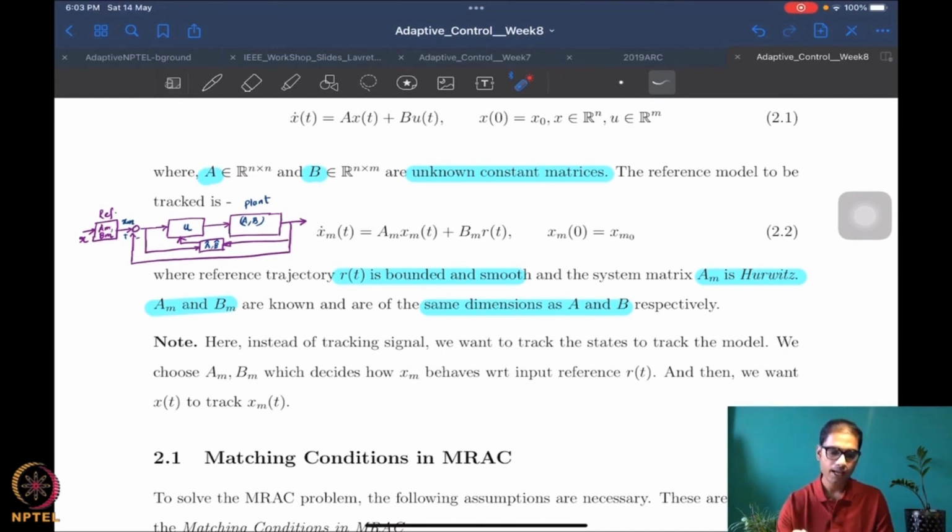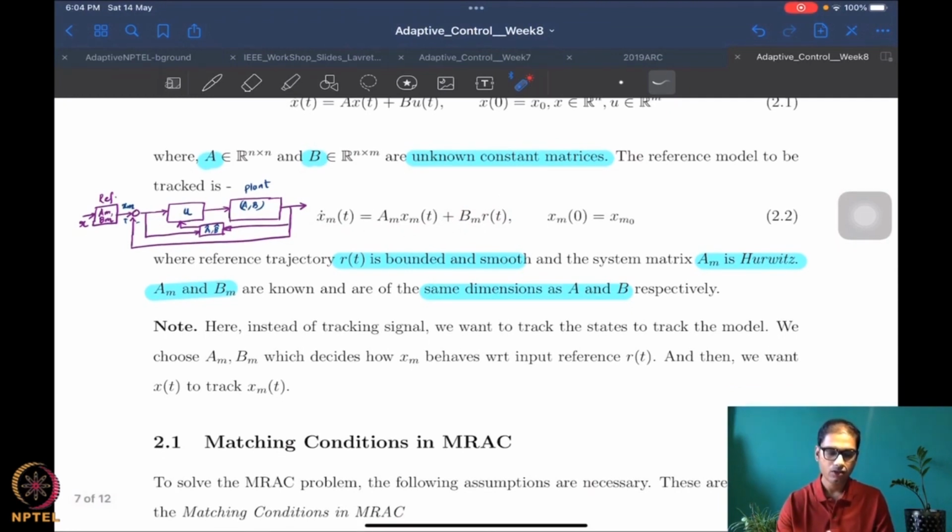And then of course we assume that AM is a Hurwitz matrix, which ensures again stability of the whole system. So there's a bounded input and a Hurwitz matrix, so the output will also be bounded. This is a standard and well-known result in linear systems: if you have a stable system which is perturbed by some bounded input, then the output is also going to be bounded. All right, so that's what we get.